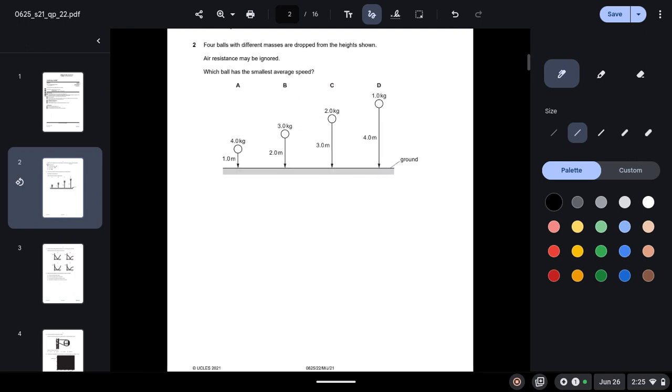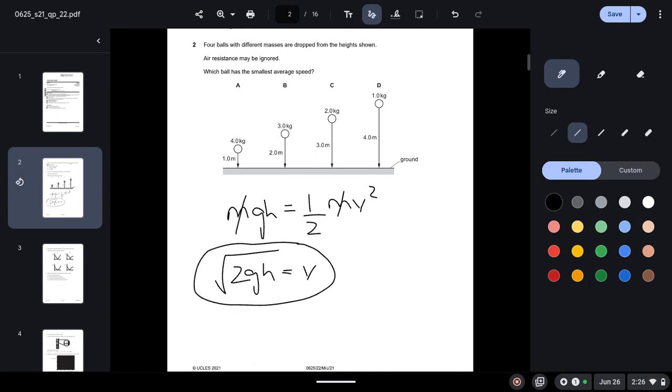Four balls with different masses are dropped from the heights shown. Air resistance may be ignored. Which ball has the smallest average speed? So in order to calculate the speed, we need to realize that the gravitational potential energy will be converting into the kinetic energy when the ball is dropped. So m and m get cancelled. We need to make speed the subject. So this is the formula that we have.